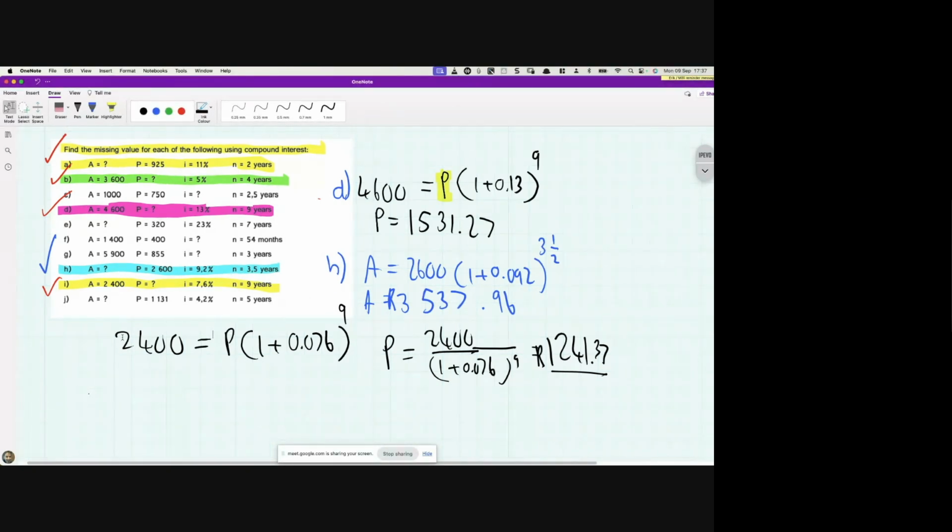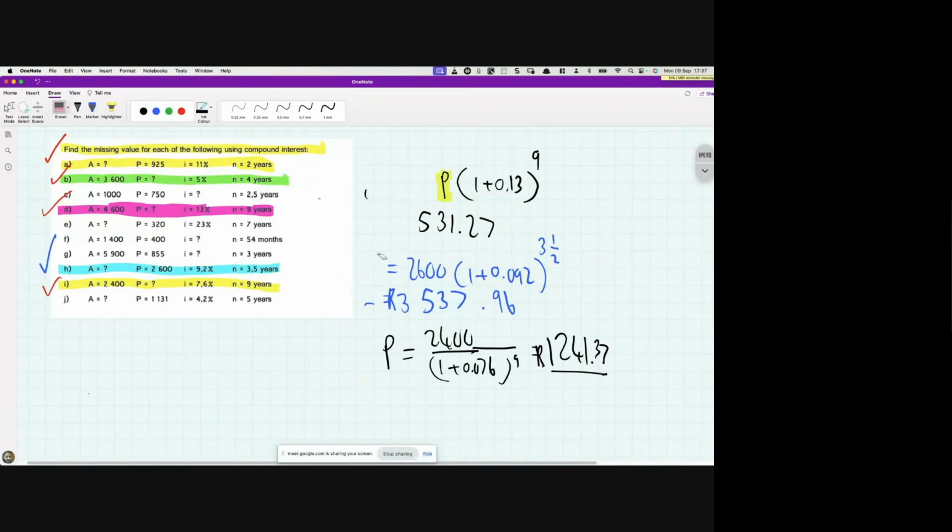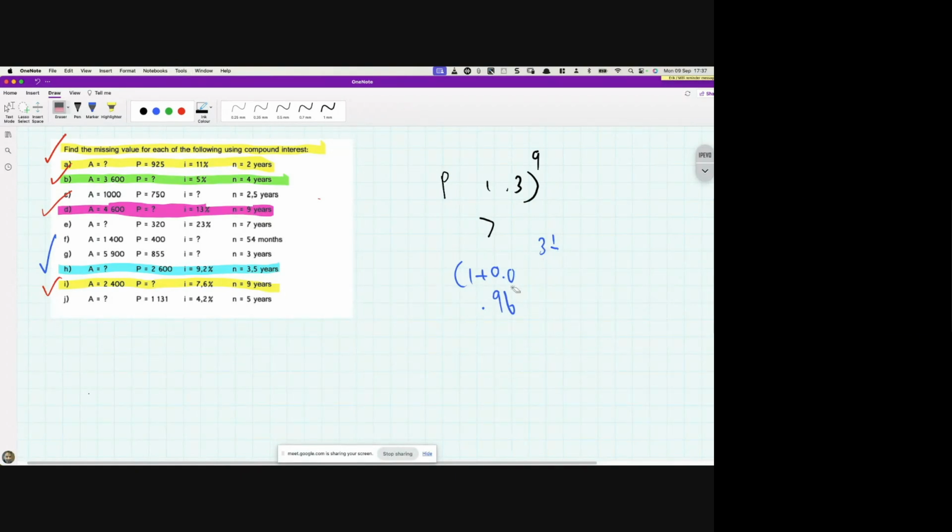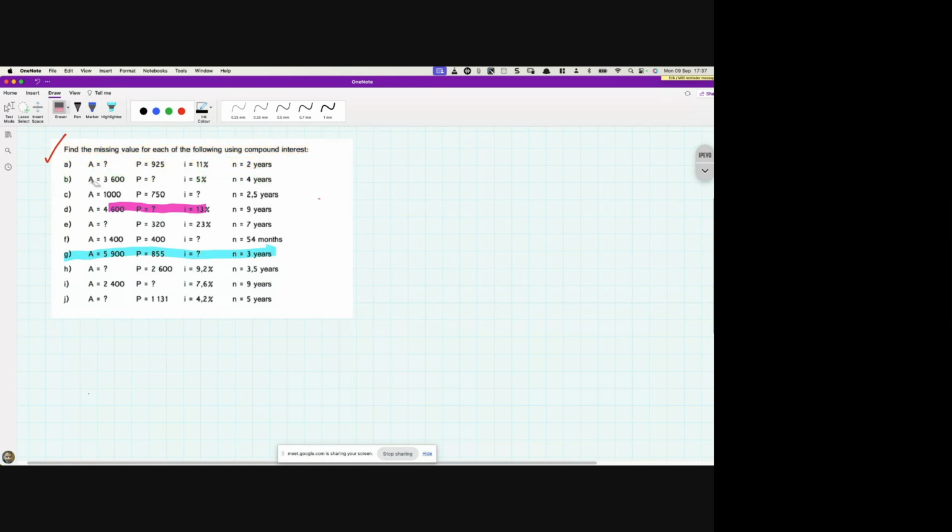Now I'm going to switch things up. I'm going to make life a bit more difficult. How can I make your life a bit more difficult? Well, I've only asked you to find the initial value, P, or the final value, A. But what happens if I say to you, you must now find me I? Do you think you can do G by yourself? So see if you can find the missing value I in the question G. See what you can do.